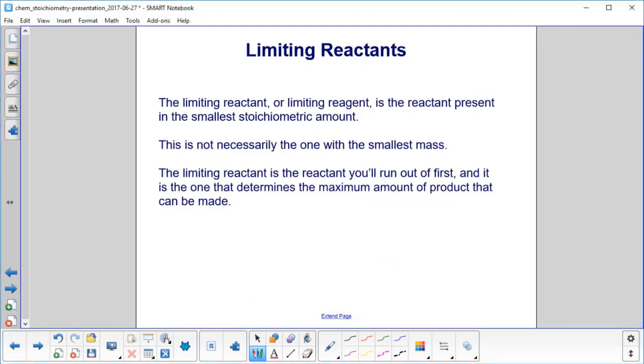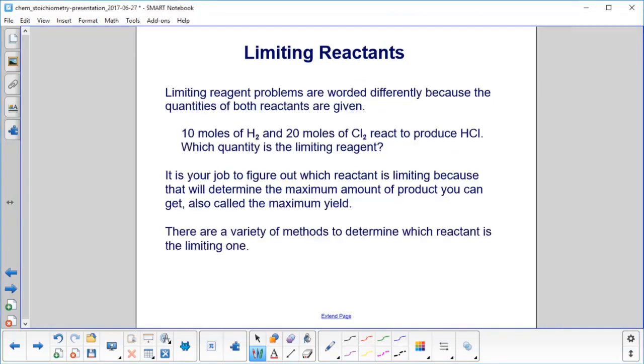The limiting reactant, sometimes called the limiting reagent, is the reactant present in the smallest stoichiometric amount. And again, these are good words, but when we start doing the problems, that's when you really understand it. It is not necessarily the one with the smallest mass. The limiting reactant is the reactant that you'll run out of first, and that is the one that determines the maximum amount of product that can be made in the chemical reaction. Limiting reactant or reagent, the words can be used interchangeably.